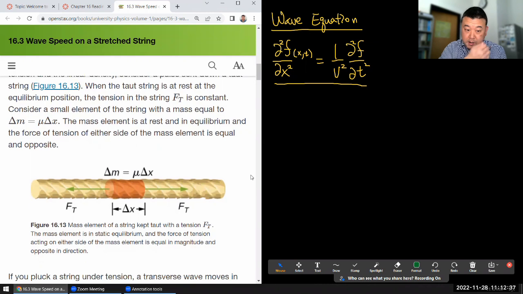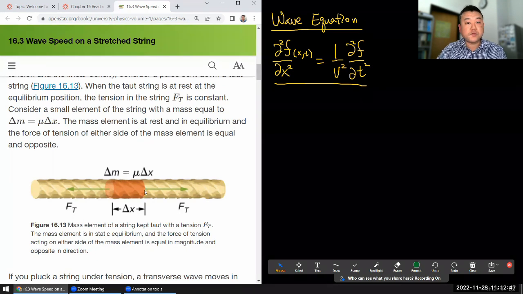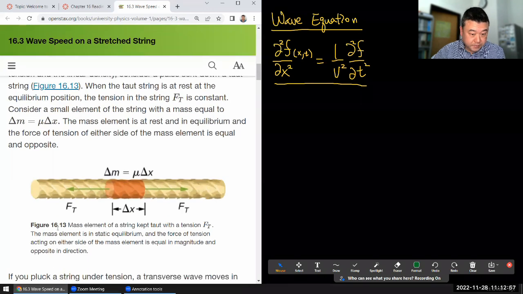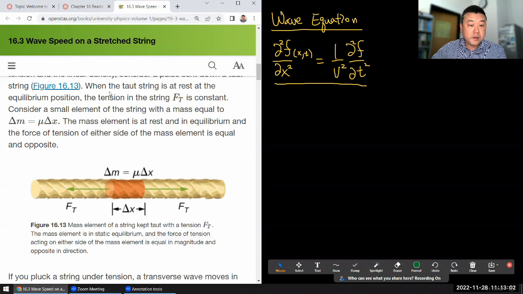This is a taut string, and what's important in the description of this is they are drawing two tension forces that are acting on this segment of the string. They have to be equal in magnitude because this section is not accelerating in either direction along the string. So that's what this figure is illustrating. Yeah, it's in static equilibrium. When the string is at rest at the equilibrium position, the tension in the string Ft is constant. Sure, I guess that's one way to say it.